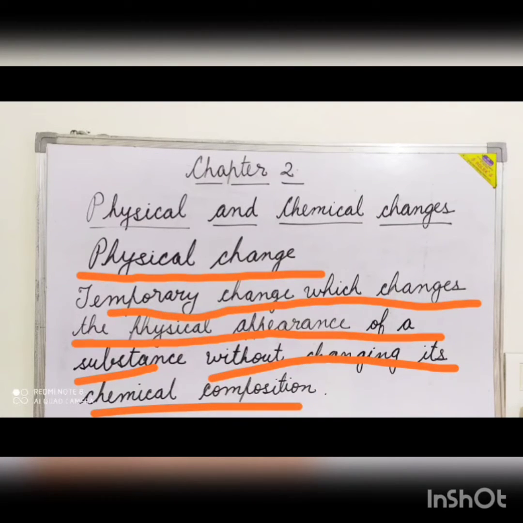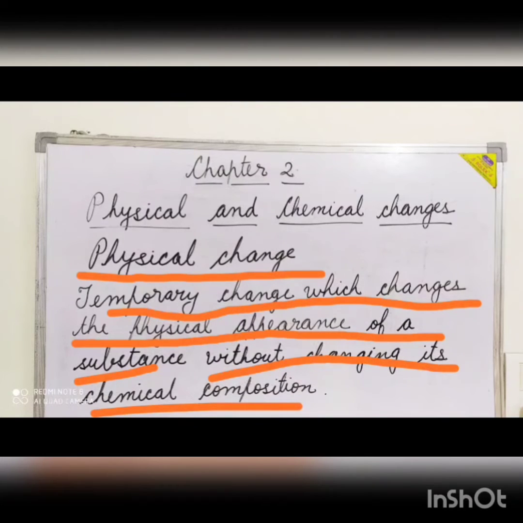For example, when ice cubes melt, water is formed. There is a change in the state and shape of ice cubes, but the chemical composition does not change and no new substance is formed. Thus, melting of ice cubes is a physical change. Physical changes are usually reversible, but sometimes irreversible.